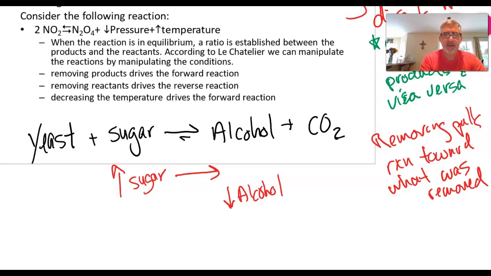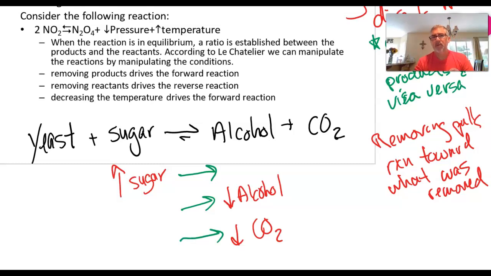So alcohol is being made. Let me make these arrows a different color. Now if I remove some of the alcohol, the product, oops, that is wrong. If I remove it, it pulls it toward it. If you think about it, I could also remove some of the CO2. So removing something pulls in that direction. Okay? So Le Chatelier said that.